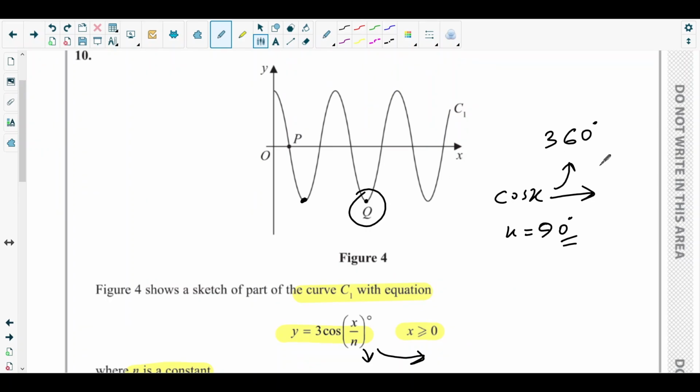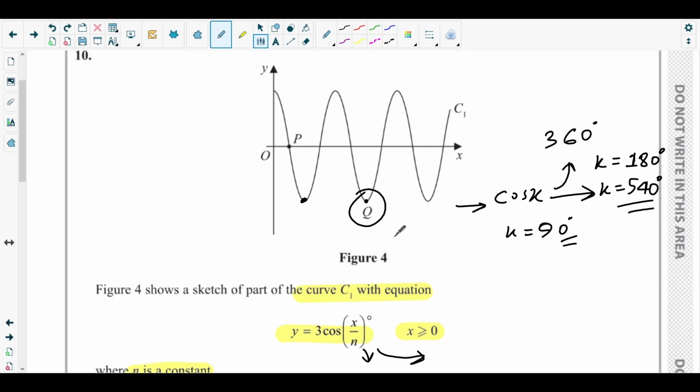So the first minimum point is at x equals 180 degrees, and the second minimum point is at 180 plus 360, which is 540 degrees, because the graph of cos theta repeats after each 360 degrees, right? So that means, we know that this x coordinate we got is for the graph of cos x. If the curve C1 was the graph of cos x, then the x coordinate at point Q would be 540.